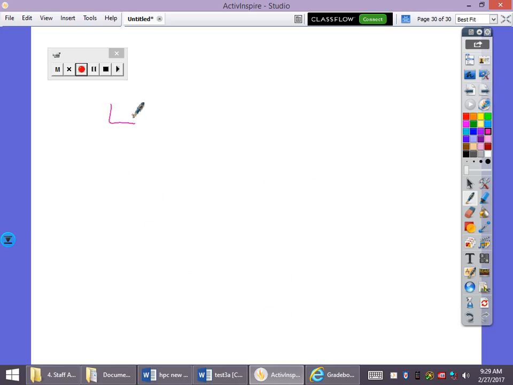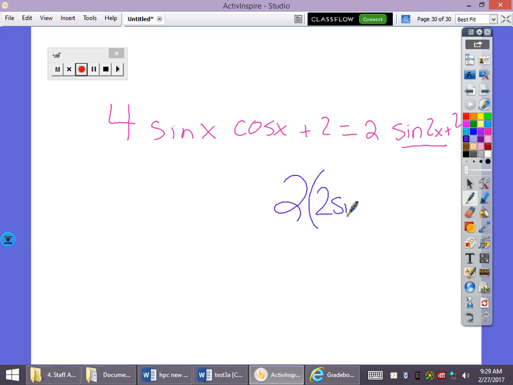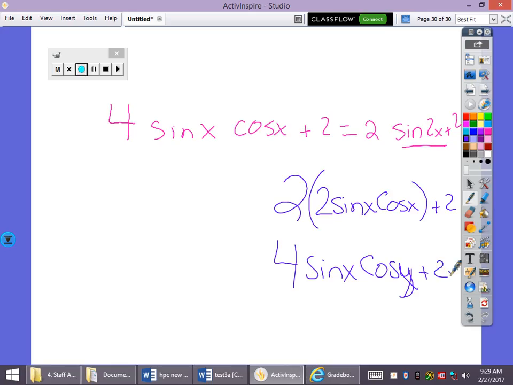Okay, letter E says 4 sine x cosine x plus 2 equals something plus 2. What do I know how to rewrite? This 2 sine x cosine x here. So I can do 2 times 2 sine x cosine x plus 2. What's 2 times 2? 4. So 4 sine x cosine x plus 2.